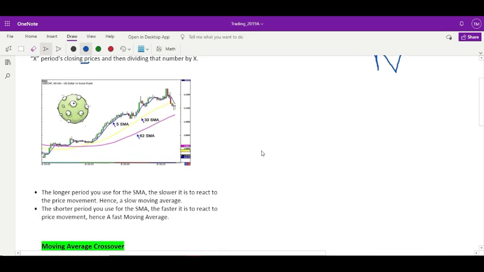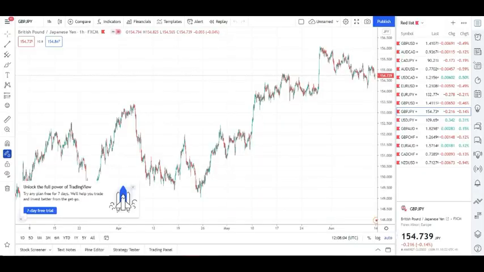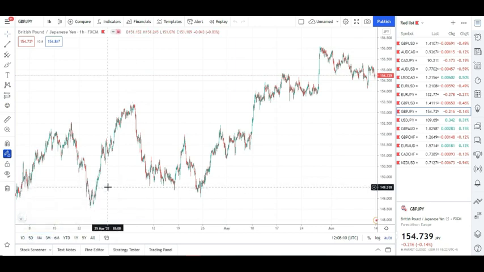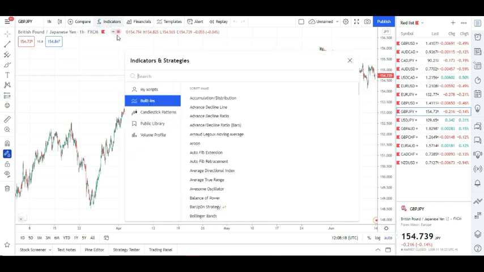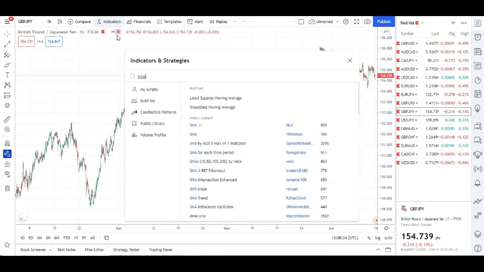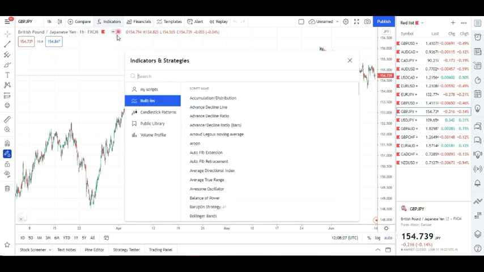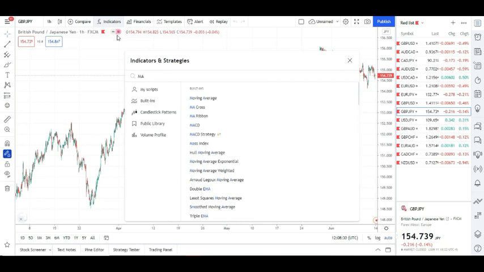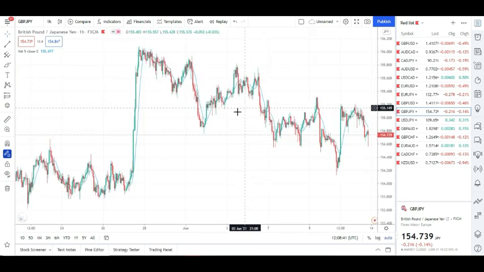So let's take a look at a moving average. As you can see, this is our TradingView. How do you input a moving average? You go to your tools where it says indicators, click indicators, then write MA. This is the moving average that we are looking for. It's already there.